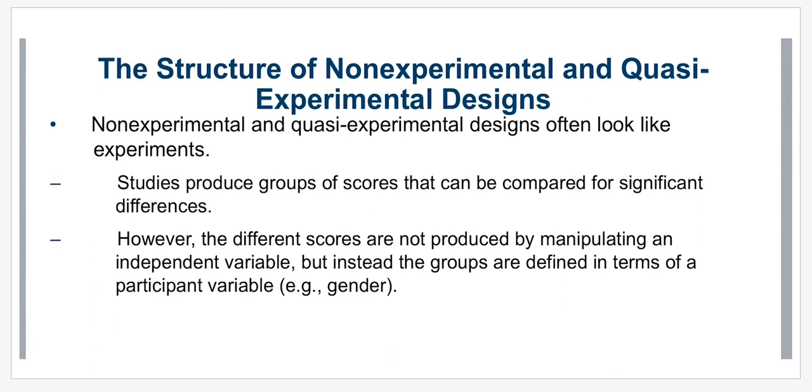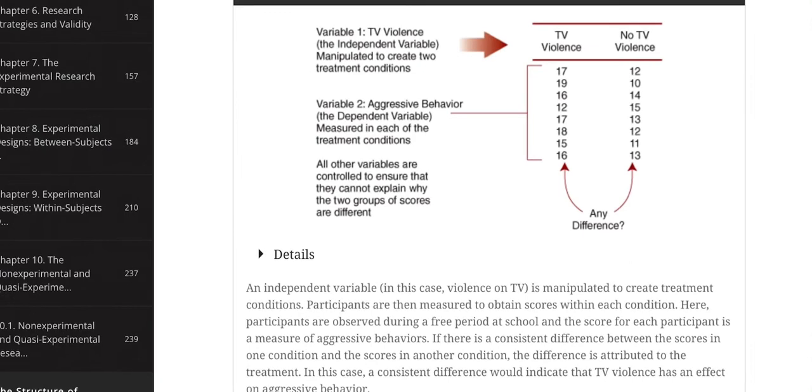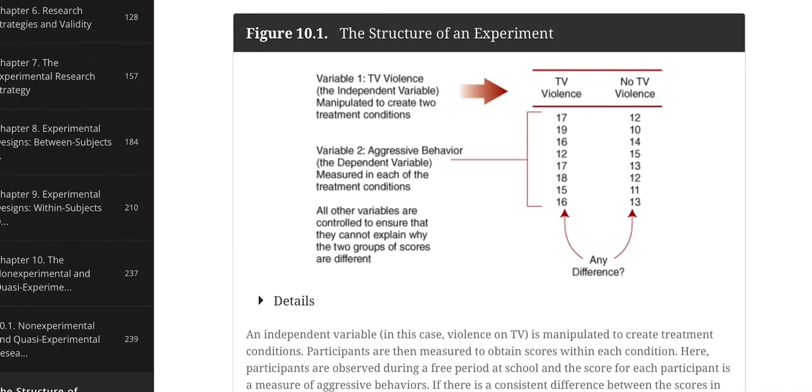So the structure of non-experimental and quasi-experimental designs, again, looks very similar to an experiment. As we mentioned in that second point, these studies produce groups of scores that can be compared for significant differences. So again, sounds just like an experiment. If we look here at our textbook figure 10.1, it shows you the structure of an experiment. They're comparing aggressive behavior scores between a TV violence group and a non-TV violence group, right, to see if there's any difference. That is an actual true experiment. They manipulated whether they were exposed to TV violence or they were not. This is a true experiment.